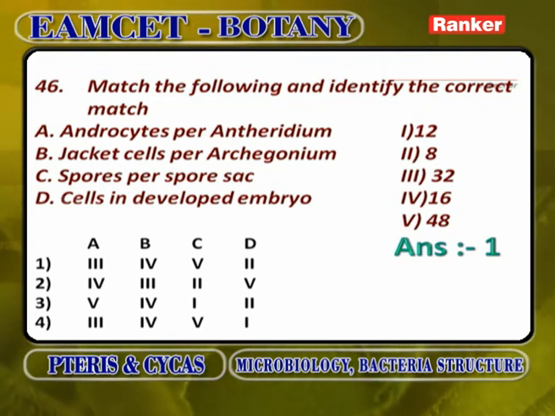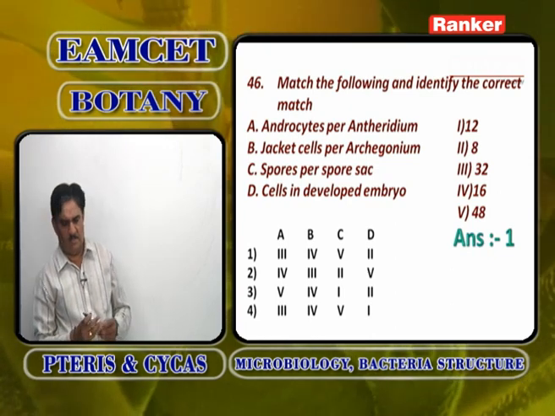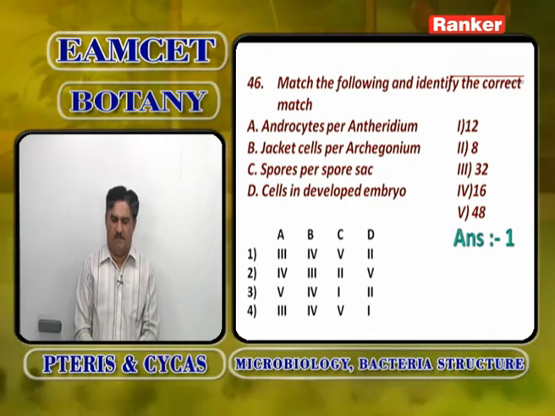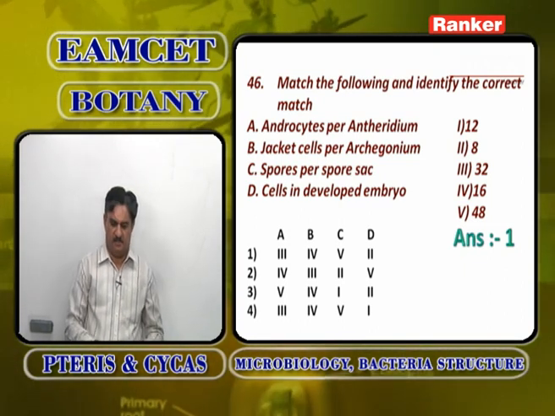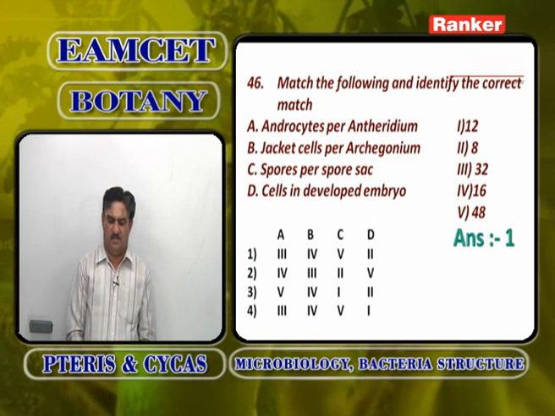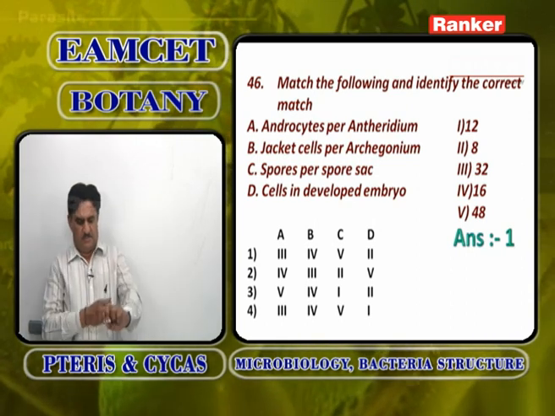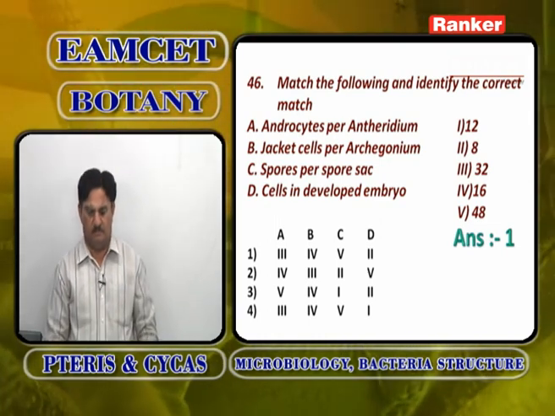So, coming to the number, androcytes per antheridium will be 32. Jacquet cells per archegonium will be 16. Spores per spore sac will be 48. And cells in a developed embryo will be 8, because in 8 celled stage only the embryo shows morphogenesis or organogenesis. So, answer 1.